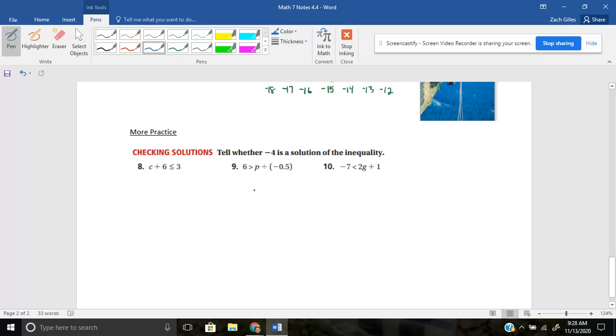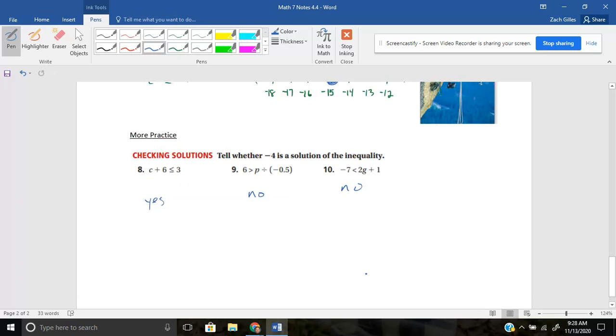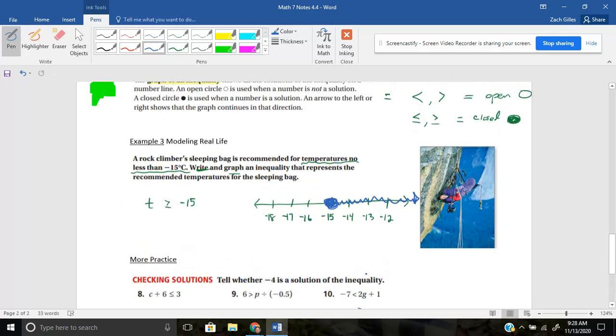All right, so for number 8, negative 4, yes, would be a solution. 9, no, it would not. And 10, no, it would not. Please let me know if you have questions on any of those.